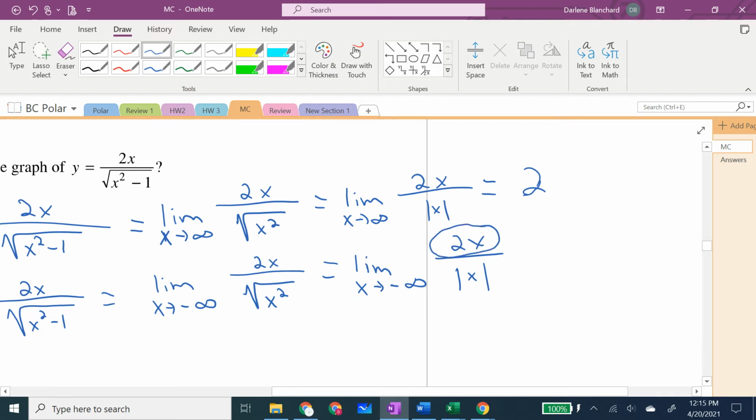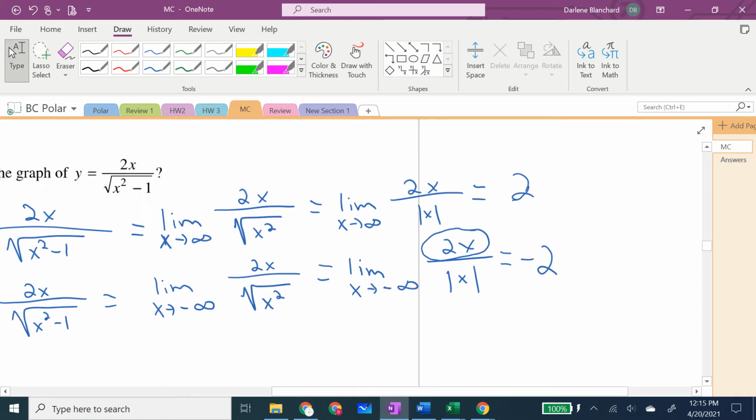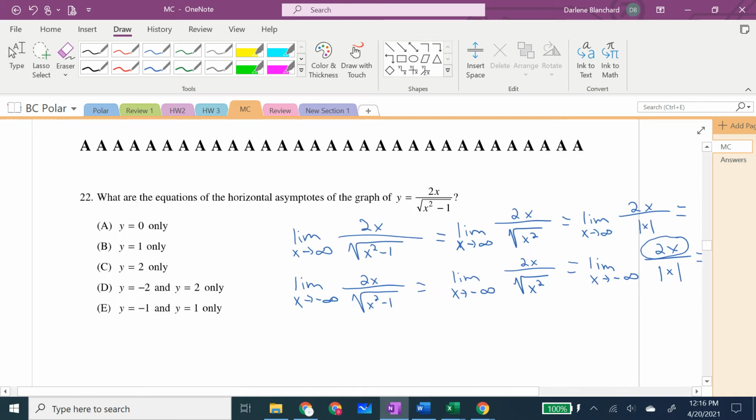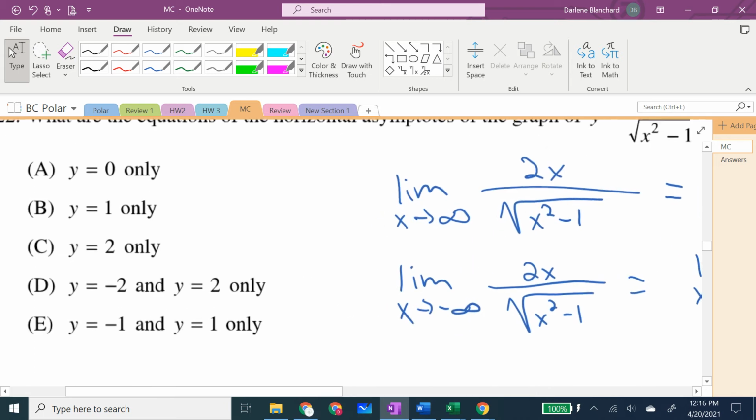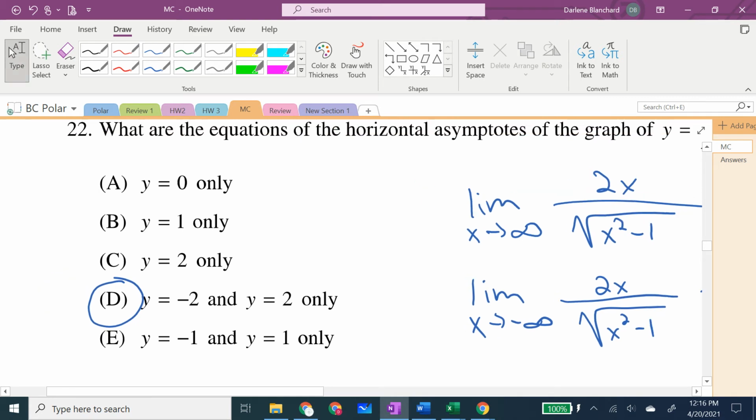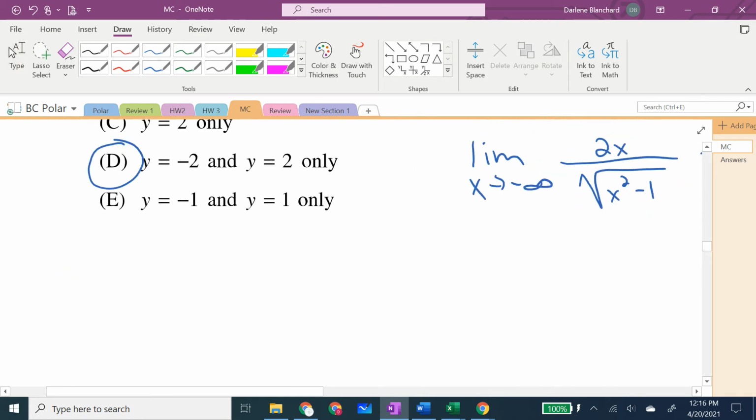You have negative huge number times 2 over positive that huge number. And so there are 2 horizontal asymptotes. The answer is D. And I remember seeing D when I was looking at the answers, so we are good.